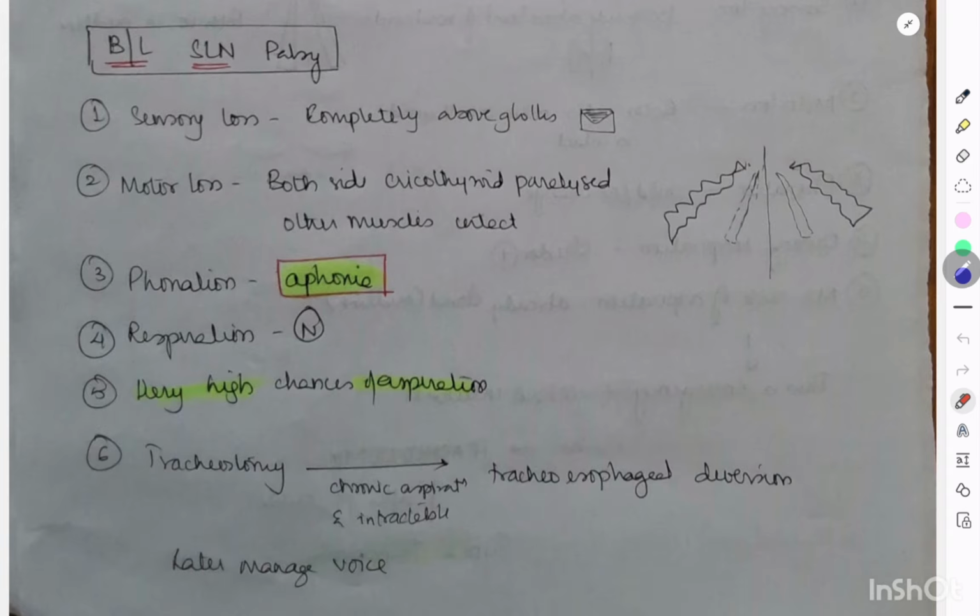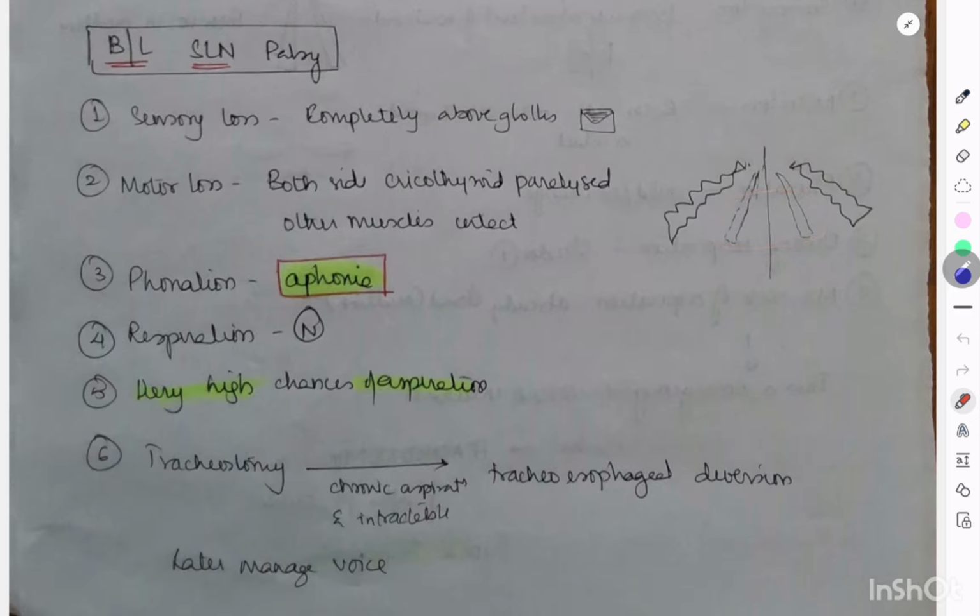Coming to the bilateral part, bilateral superior laryngeal nerve palsy. Now you can tell me, where will be the sensory loss? Above the vocal cord, both right and left side. Simple. Motor loss: since the cricothyroid is paralyzed on both sides, the cords cannot come to the midline, and will be in a highly abducted position. There will be no problem in respiration, but the patient cannot speak at all. Phonation is aphonia. Respiration is normal because so much space is there. There is a very high chance of aspiration, since the space is more.